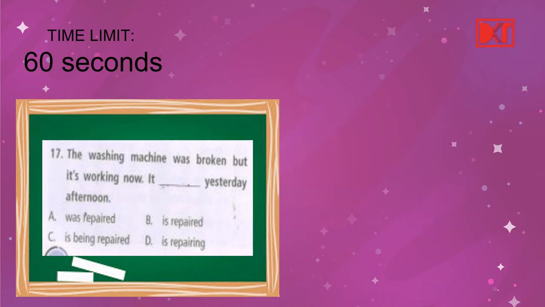The washing machine was broken but it's working now. It dash yesterday afternoon. A, it was repaired yesterday afternoon. B, it is repaired yesterday afternoon. C, it is being repaired. D, it is repairing. Now here, the correct answer is A, was.